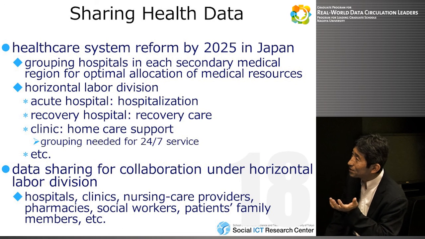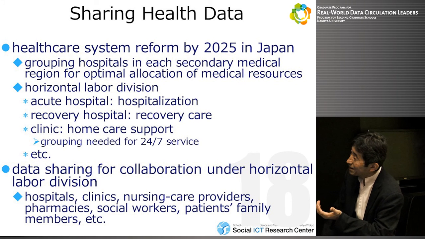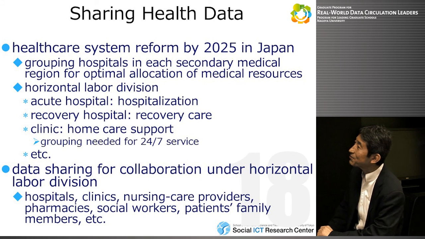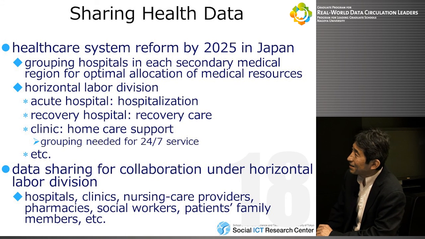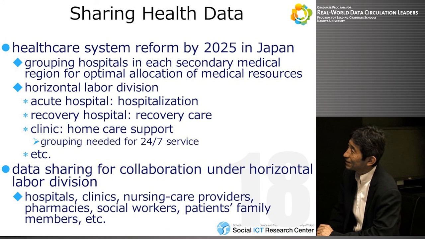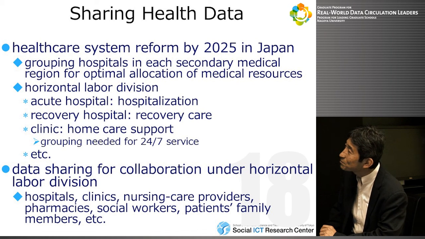So acute hospitals are in charge of hospitalization and a very high-tech sort of medical care. And recovery hospitals are in charge of recovery care, which is not very acute, like in the case of acute hospitals. And clinics are in charge of home care support mainly.